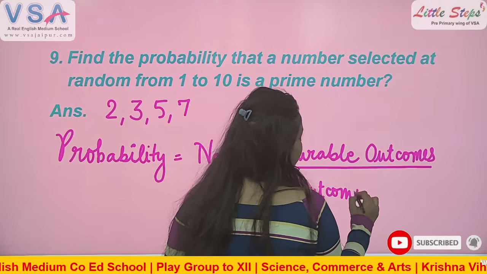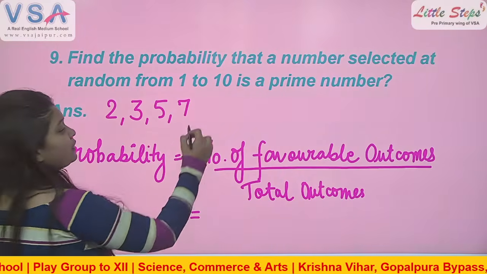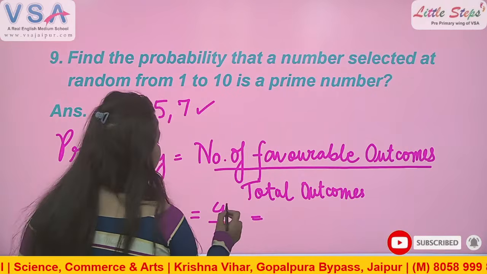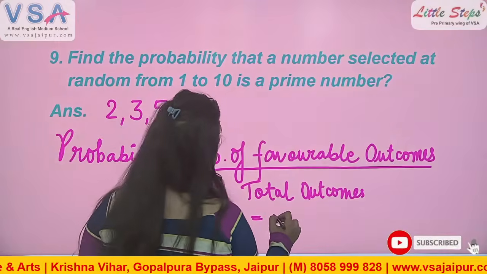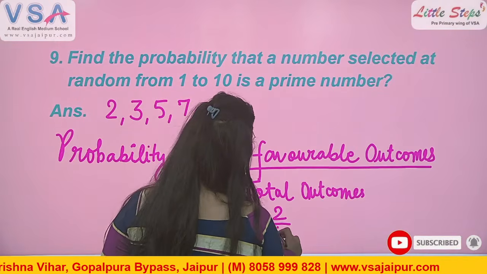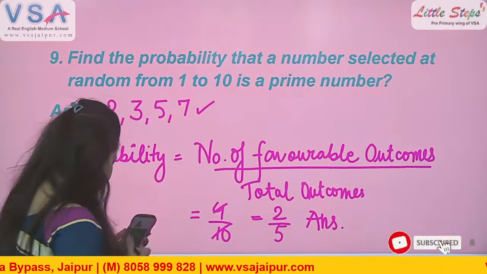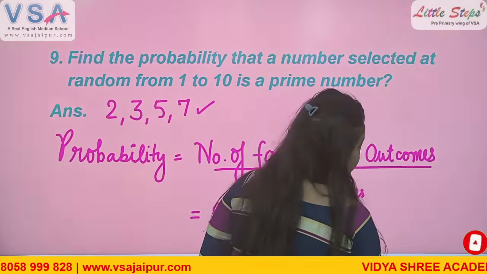Favorable outcomes are there 4. How many favorable outcomes are there? 4. So 4 by, we have total number 10. We can cancel them by the table of 2. So we have to write the lowest term, 2 by 5 is the answer. We have answer 2 upon 5. Clear? Good one. Yes, next question.